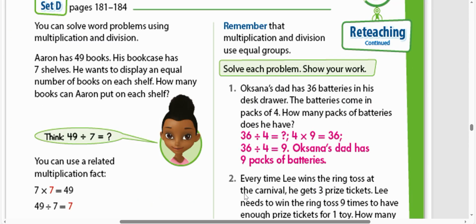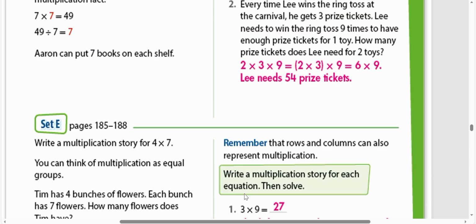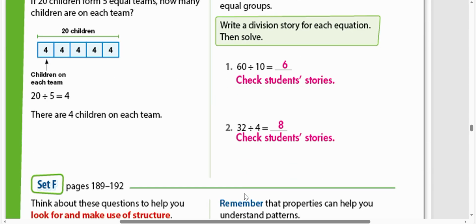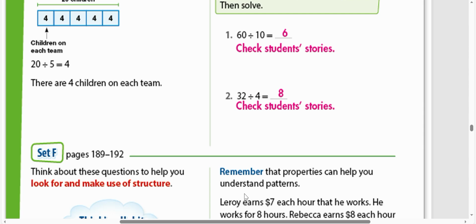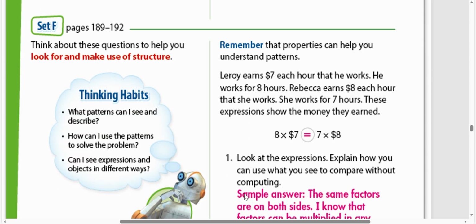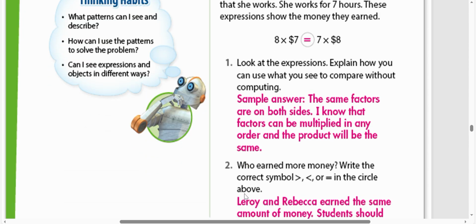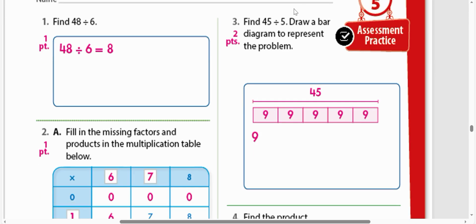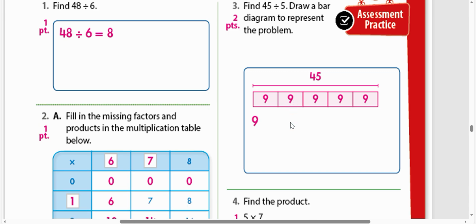Product between the numbers here. 60 divided by 10 equals 6. 32 divided by 4 equals 8. 7 times 8. We use the commutative property here to find the answer. 45 divided by 5 equals 9.